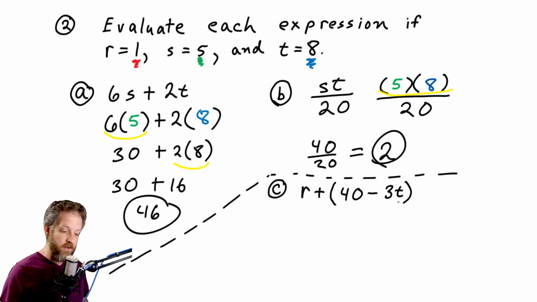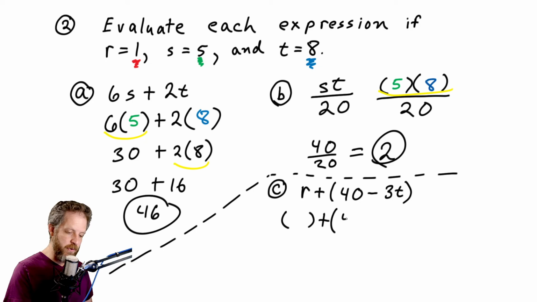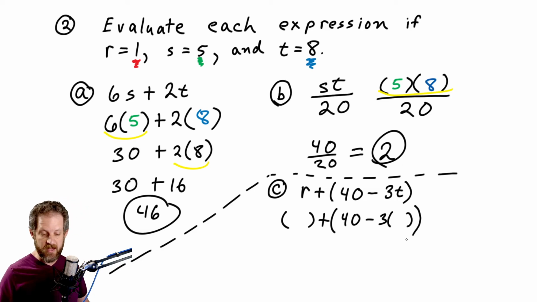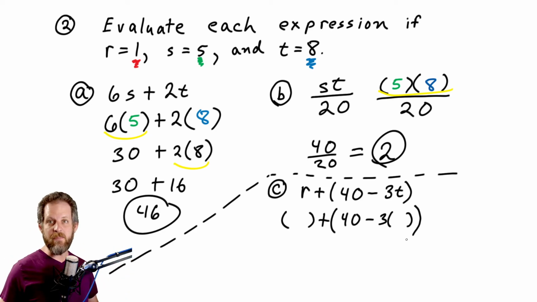So the first step is we're going to rewrite the expression with parentheses everywhere there are variables. So we're going to put parentheses where this r is, and we're going to put plus. We're going to put this parentheses, then a 40 minus 3, and then parentheses where the t is, and then we've also got to bring down that parentheses out there. So we've got nested parentheses. We've got parentheses inside of parentheses. It's going to be okay. It's not going to be that bad. Take a deep breath. We got this.